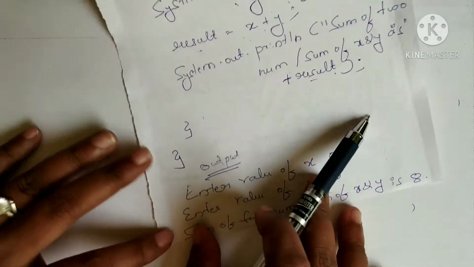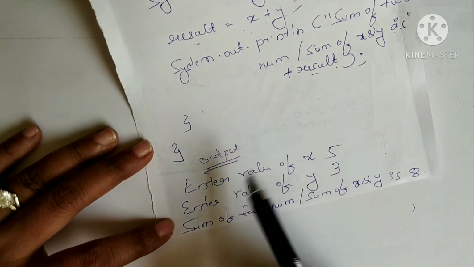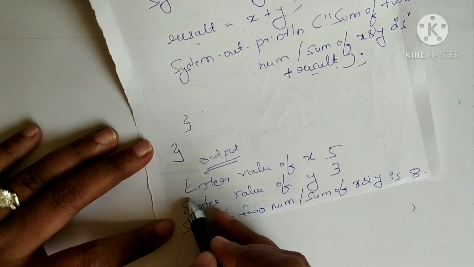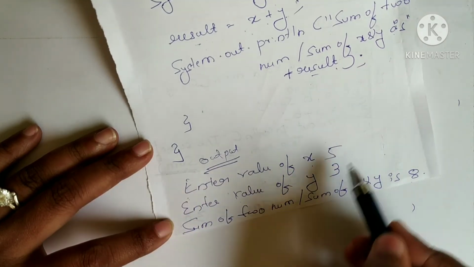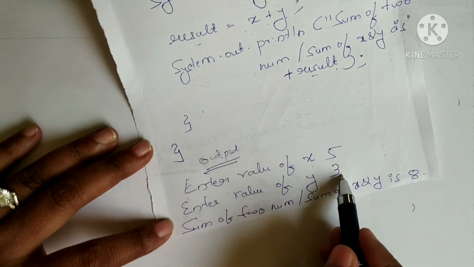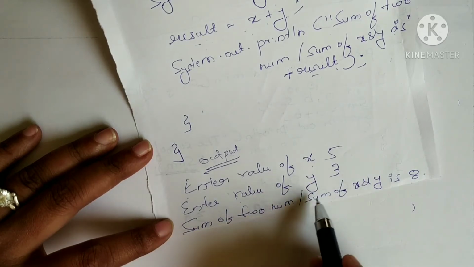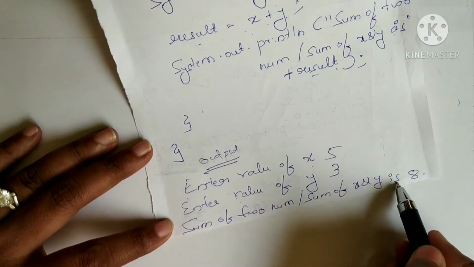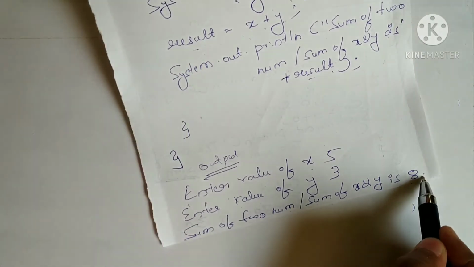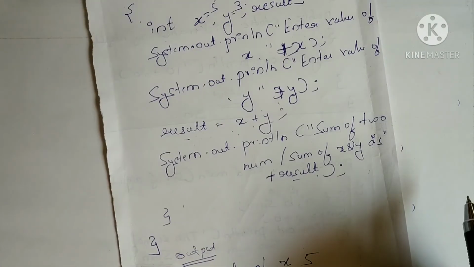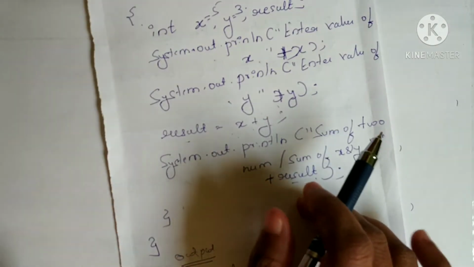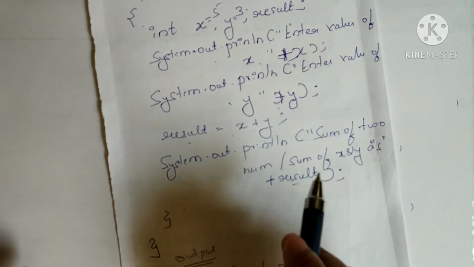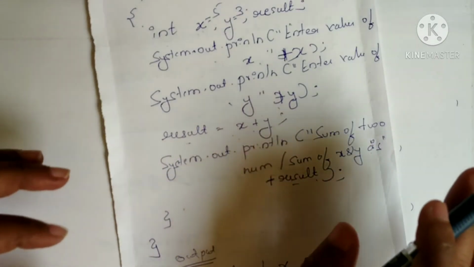8. Here the output is, the entire statement can be printed. Enter the value of x is 5, enter the value of y is 3. The sum of two numbers, or sum of x and y, is 8. This is also one way of writing a program. Another way is there. With the help of scanner, we can write the program.